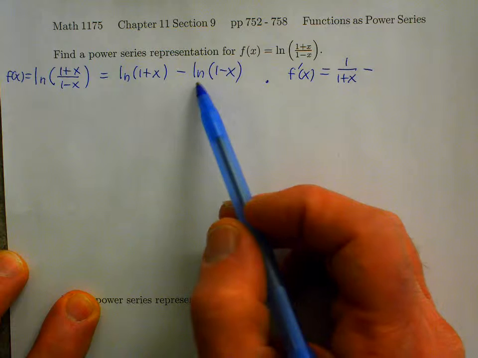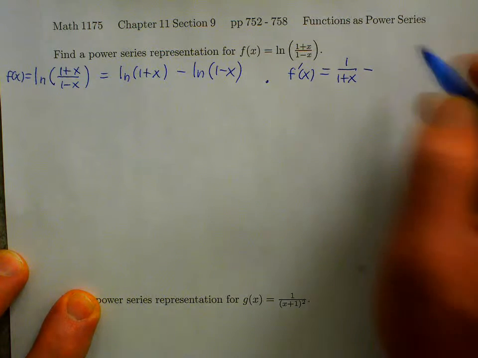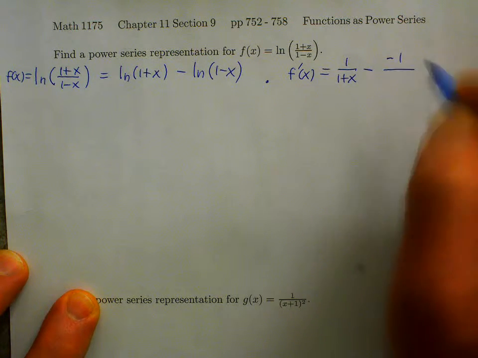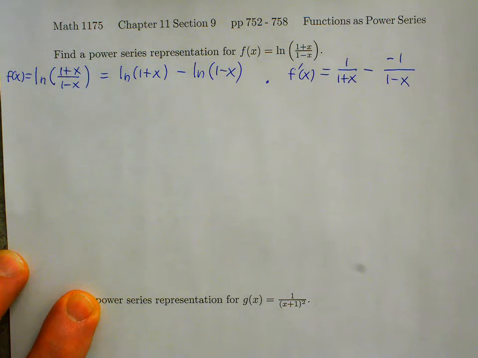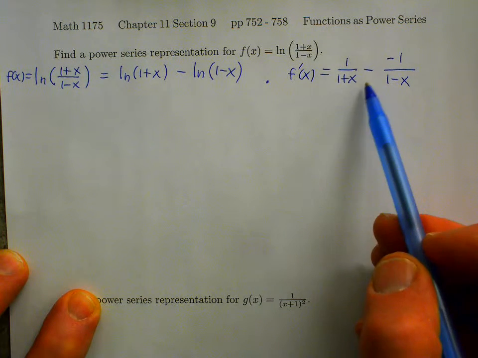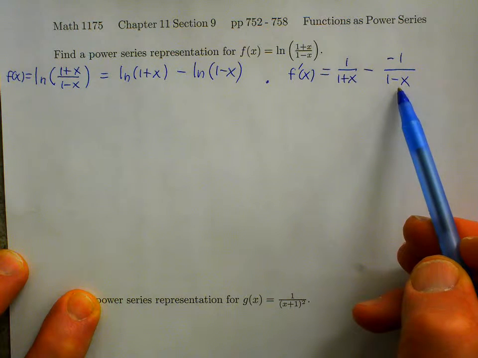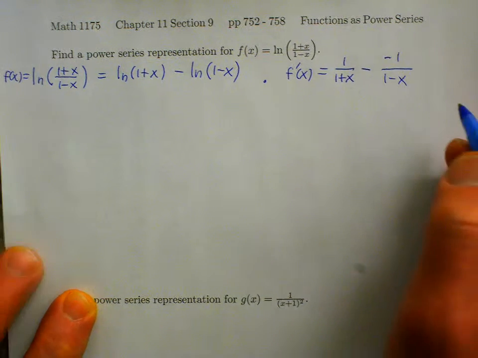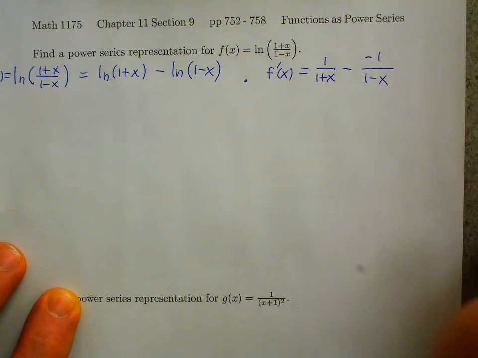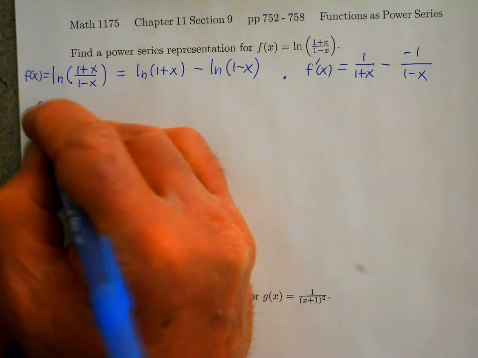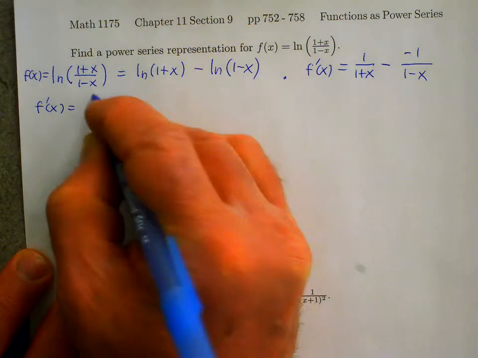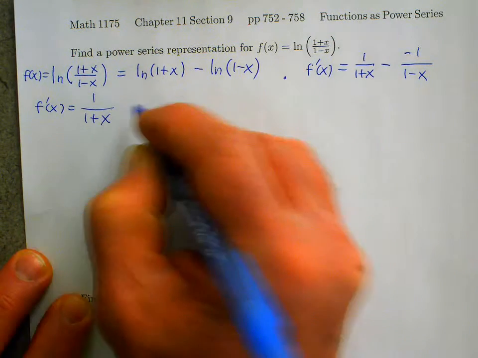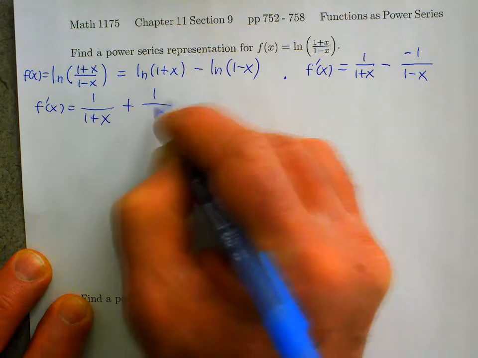The derivative of the natural log of 1 minus x is negative 1 over 1 minus x. Right? Are we all in agreement? And then 1 over 1 plus x minus negative 1 over 1 minus x. I'll just write it over here. This is 1 over 1 plus x plus 1 over 1 minus x.